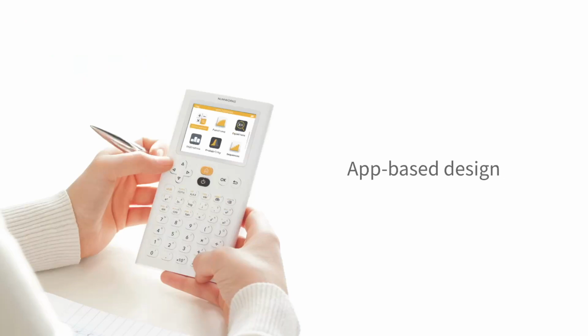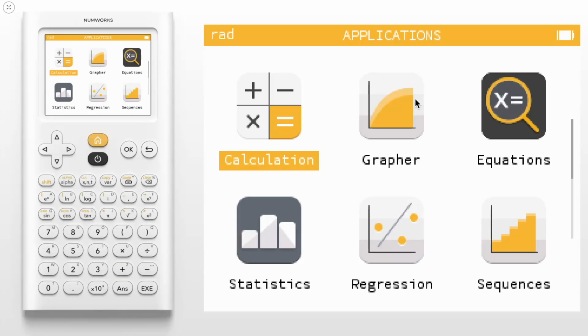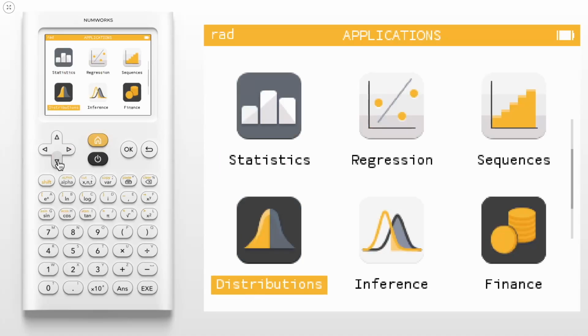Let's begin by powering on the NumWorks calculator and examining the home screen. Upon activation, you will notice that the interface is organized into applications. There are 12 applications available for students to navigate and solve mathematical problems. The first three applications are calculation, graphing, and equations. Following these, there are 4 applications dedicated to statistics: regression, distribution, and inference. Additionally, there is an application for sequences.